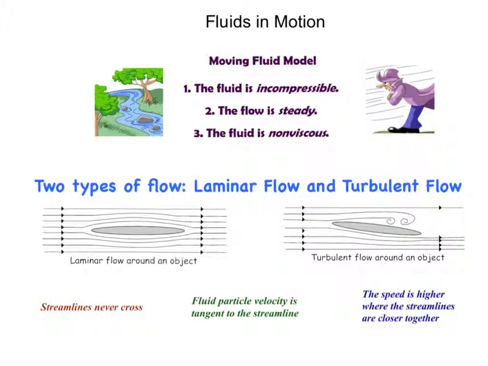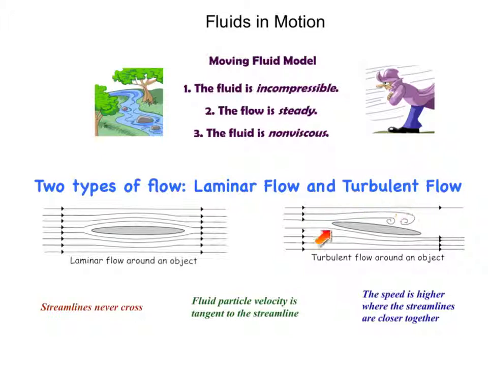We can represent laminar flow by drawing what are called streamlines around an object. They're just example paths that the fluid particles are traveling along. Now, streamlines never cross. Fluid particle velocity is tangent to that streamline, and the speed is higher where the streamlines are closer together. Turbulent flow occurs along high flow rates when the fluid is moving past irregular shapes.